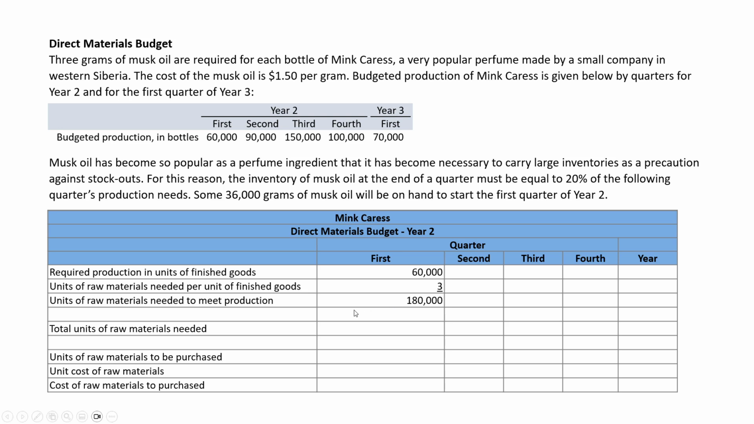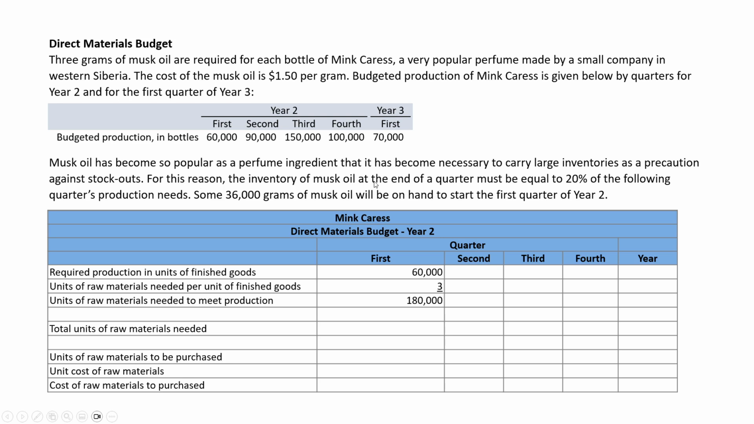Now, we'd stop there if we were just in time, and we expect 180,000 to arrive just in time for production, but we also want to buffer a little bit of extra inventory on hand. One, in case our sales and production are higher than we expect, also to have some raw material on hand at the end of the period to start production the next quarter. They tell us it's a really popular ingredient, the musk oil, so we want to keep a fairly large inventory on hand also for stockouts.